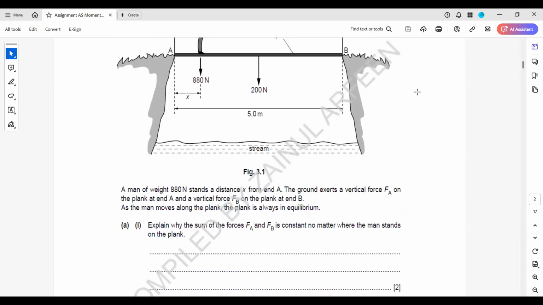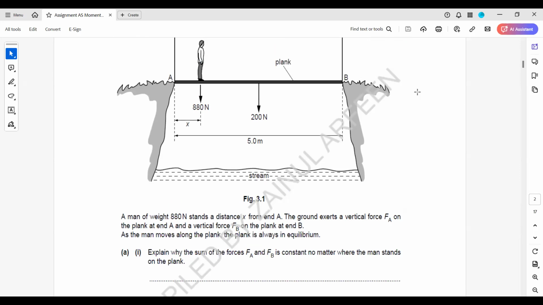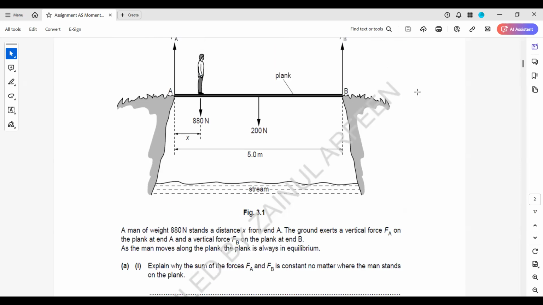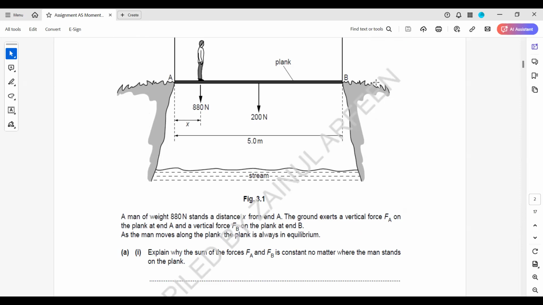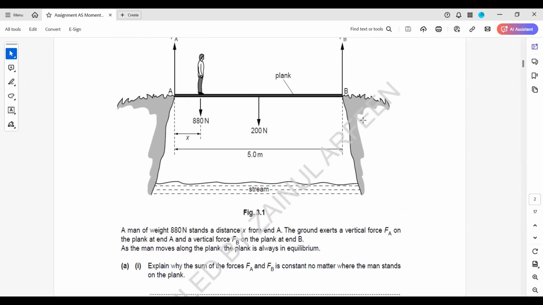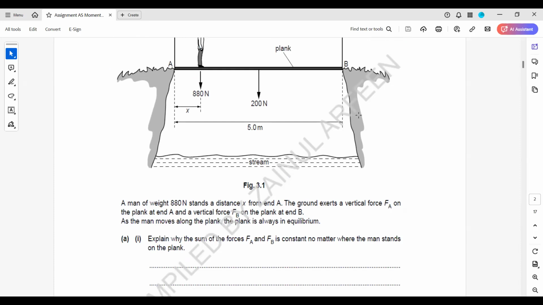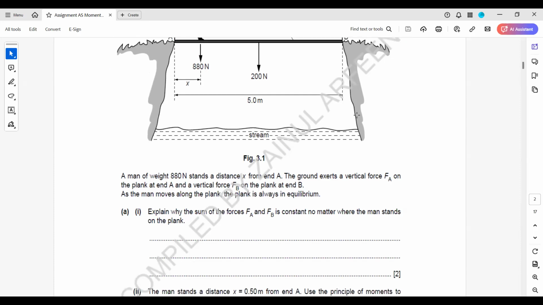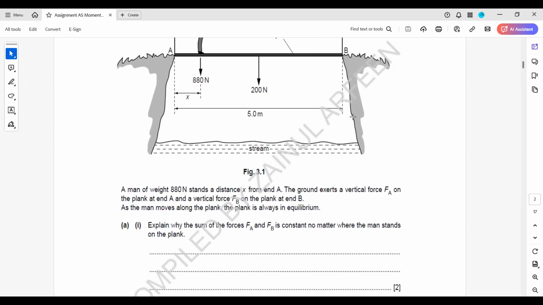A man of weight 880 Newtons stands at a distance of x. The ground exerts a vertical force of Fa on the plank at the end A and a vertical force Fb on the plank at the end B. As the man moves along, the plank is always in equilibrium. When we use the term equilibrium, it means it is balanced, like there's no resultant force and there's no resulting turning effect. Explain why the sum of forces Fa and Fb is constant no matter where the man stands on the plank.